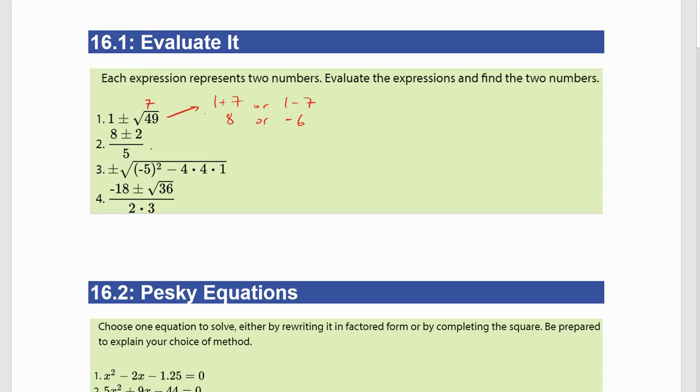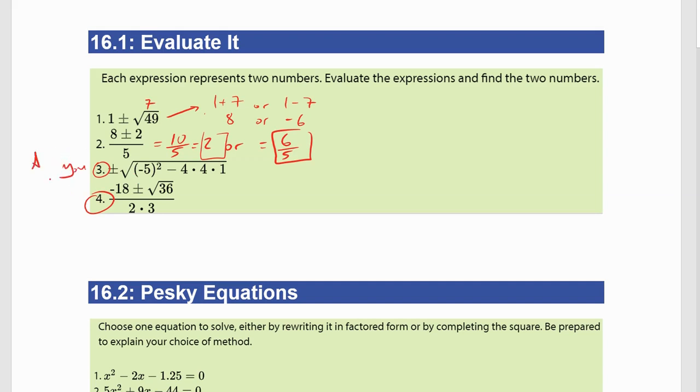You should be able to do the rest. Just know you do get some interesting fractions. For example, for number 2, you have, what's 8 plus 2? 10 divided by 5, which equals 2. Or 8 minus 2, which is 6, divided by 5. So you have either 2 or 6/5. All right, so go ahead and try number 3 and 4. That's totally for you to do.